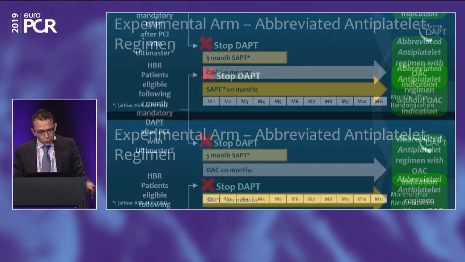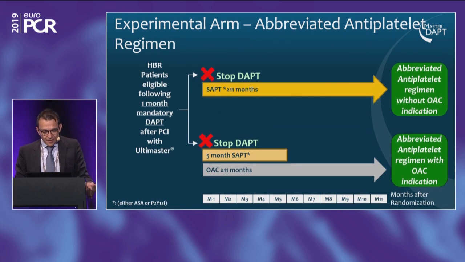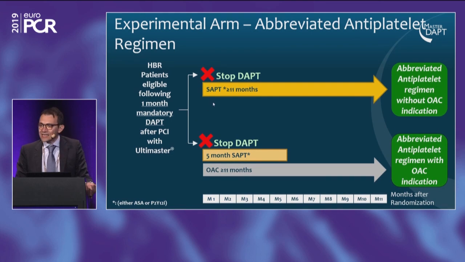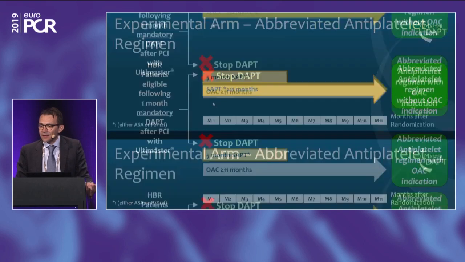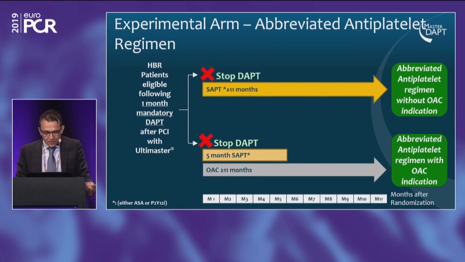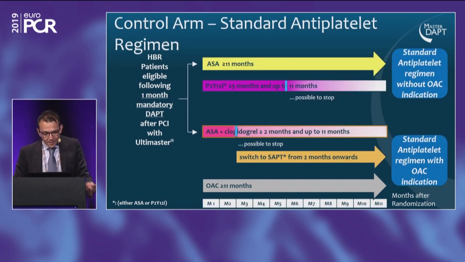Now, quickly to show you what the experimental and the control arm are about. In the experimental arm, after randomization, the DPT regimen is immediately stopped, and the patient is continued with a single antiplatelet therapy, either aspirin or P2Y12 inhibitor, at the discretion of the treating physician. Whereas in patients in whom there is also a concomitant indication to OAC, SAPT is also discontinued 5 months after randomization, which means 6 months after last stent implantation.